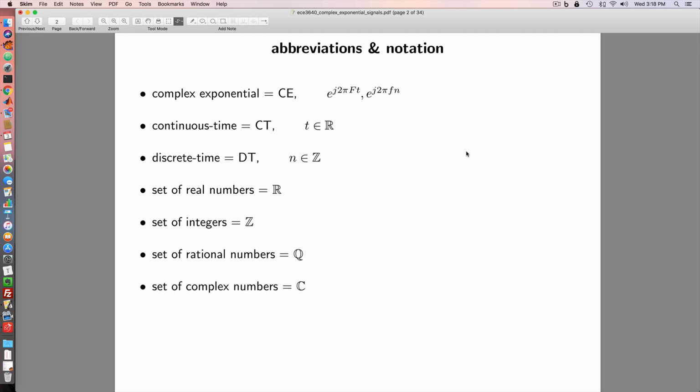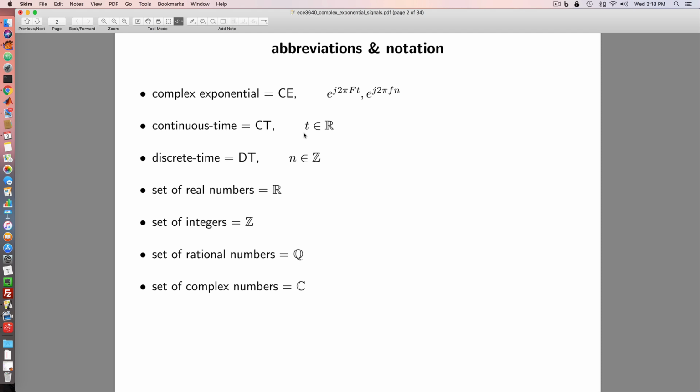So first of all, before we get into the details, just a few abbreviations and some notation. First of all, complex exponential, I'm going to say it a lot, so sometimes I'll abbreviate it and even say it CE. So whenever you see CE, that refers to complex exponential, one or the other of these functions, or maybe both. A couple others are continuous time, CT, and discrete time, DT. You're going to get pretty used to seeing this, and I'll try to stick with this throughout.